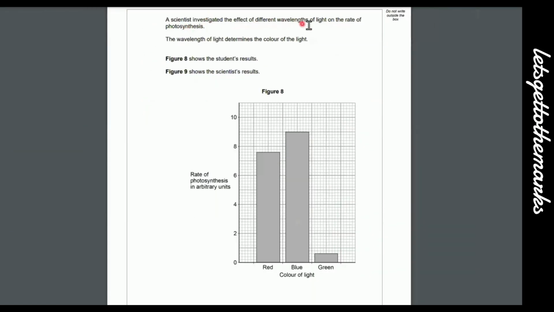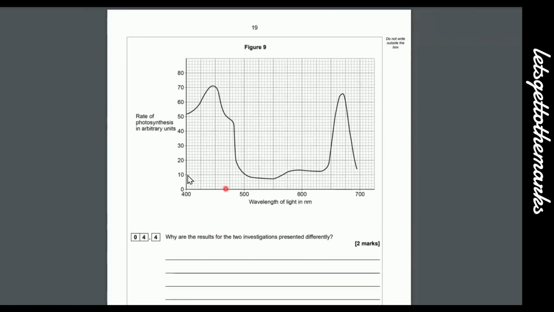Scientists investigate the effect of different wavelengths of light on the rate of photosynthesis. The wavelength of light determines the color of light. Figure 8 shows the student's results. Figure 9 shows the scientist's results. Rate of photosynthesis, red, blue, green. So what we've got here, red light, blue light seems to be really good at doing photosynthesis. Green light, not so good. And this is the students' results. Let's look at the scientists' results. Oh, they did a line graph. Rate of photosynthesis, and they did different wavelengths of light. Why are the results for the two investigations presented differently?